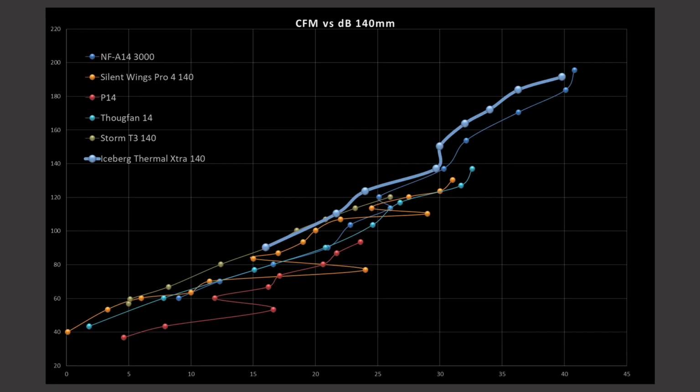Now, how does it do in CFM versus decibels? Well, I'd call it arguably the best fan. It just is kind of outperforming all the other ones here. It doesn't have the highest result, but until that point where it stops in performance, it's basically doing the best, and it's following trend lines for many other fans.